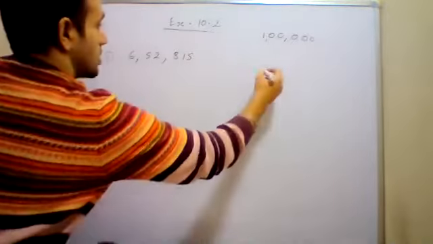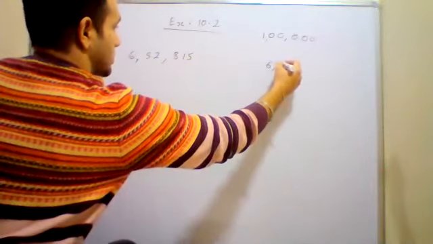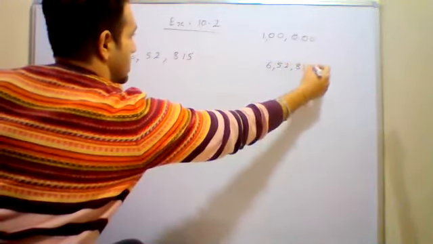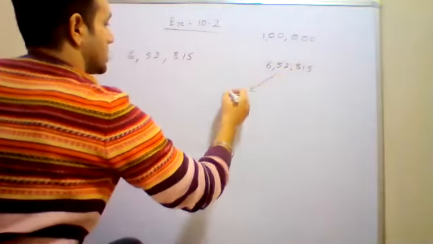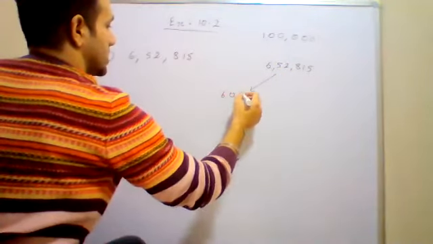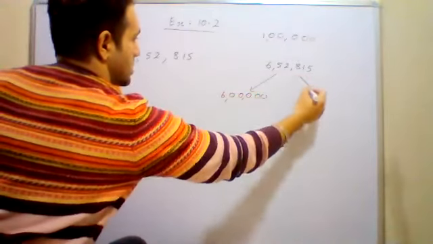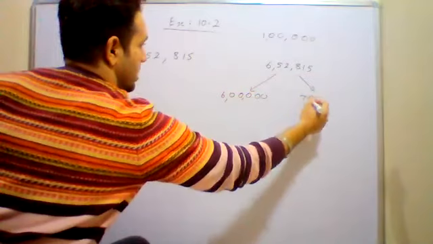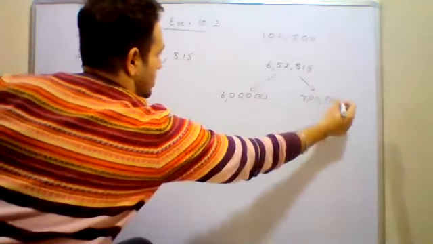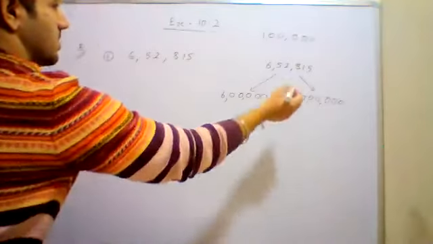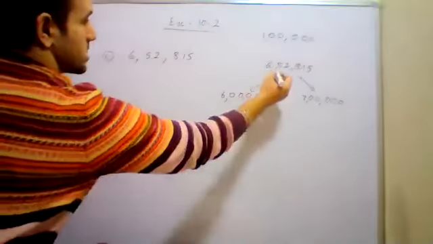So you will write this like 6,52,815. Two options are there. Either it could be 6 lakh, 5 zeros, or it could be 7 lakh, 5 zeros will come. Either 6 lakh or 7 lakh. One of the two is correct. Now what is the first digit?